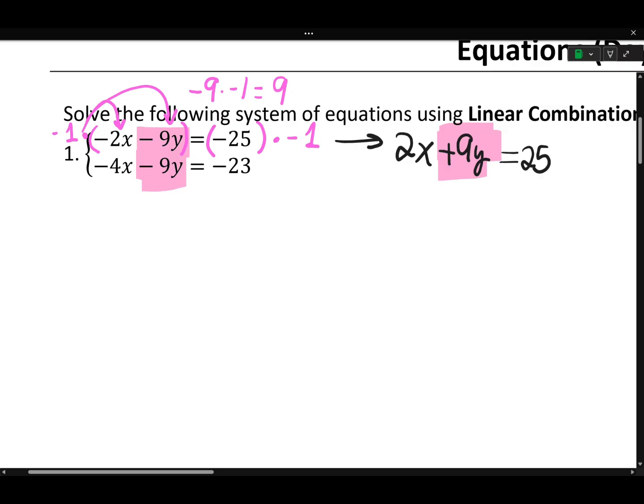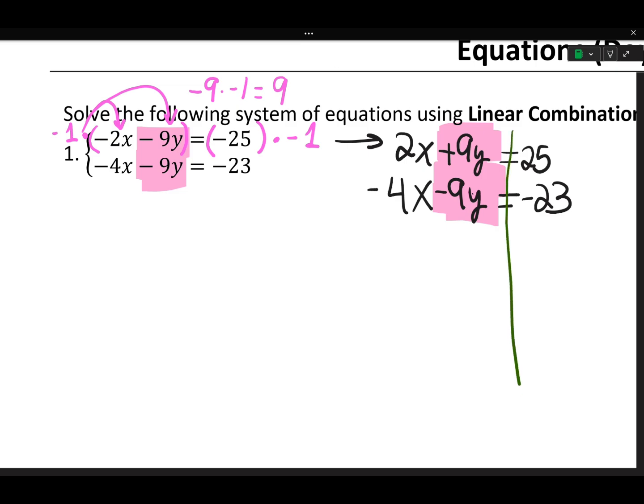I don't want to change the bottom one, because if I keep the bottom exactly the same, we have a negative 9y. So everything else stays the same. Now our y's are opposite, so that means we can go ahead and start adding them. The rest of the process is exactly the same, step by step, from what we've been doing last week. So from now on, nothing new.